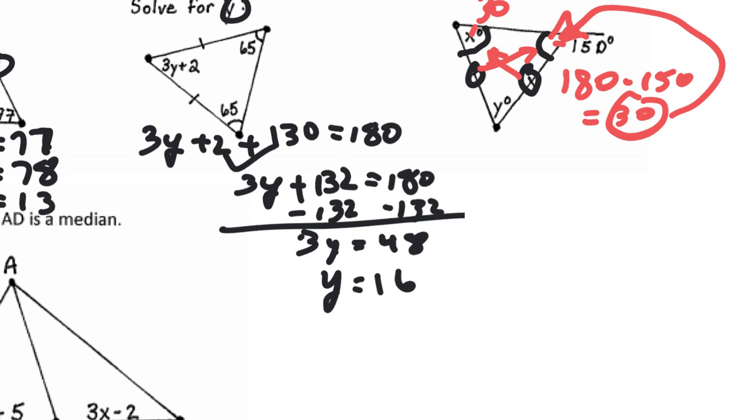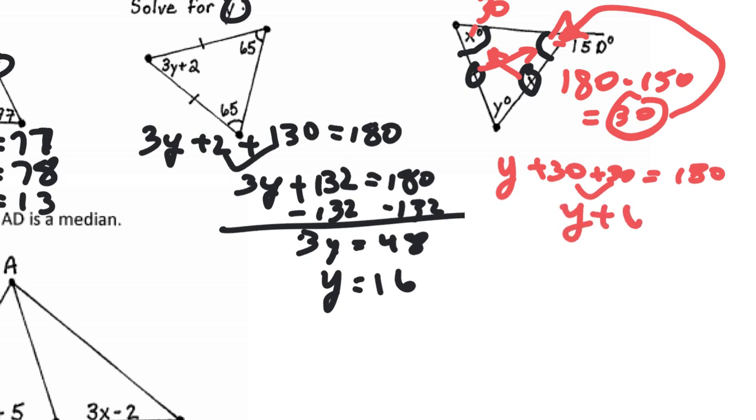Now, that gives me my base angles are 30. So I've got y, and remember all of them add up to 180, plus 30 plus 30 equals 180. Combine these two terms, I've got y plus 60 equals 180. And then I just subtract 60 from both sides, and that gives me 120.